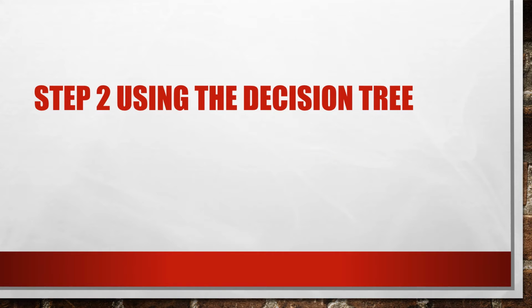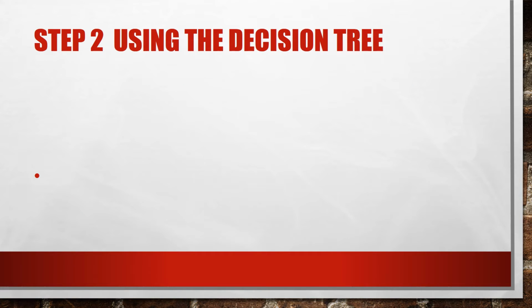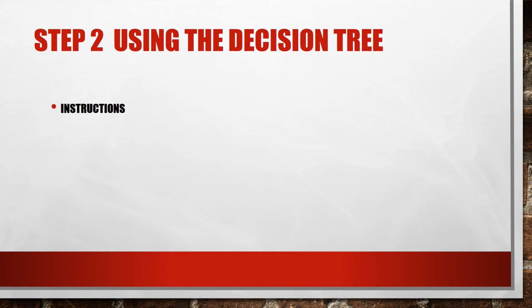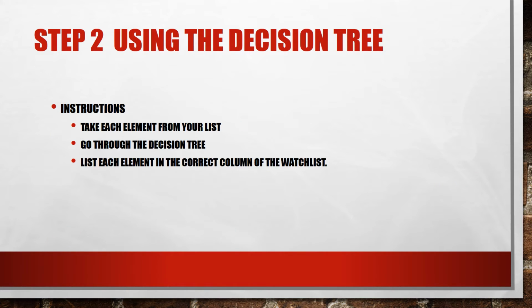We now move to step 2, using the decision tree. This is what the decision tree looks like. You start by asking of one of the items on the list the first question in the green bubble and going from there. To use the decision tree, you take each element from your list and go through the decision tree, listing at the end each element in the correct column of the watch list.